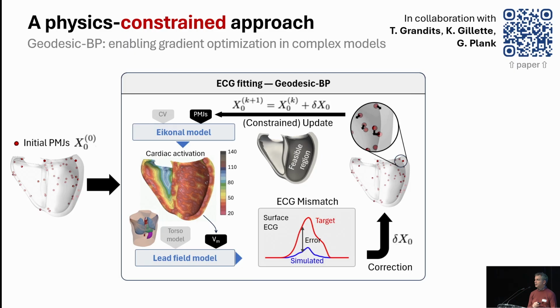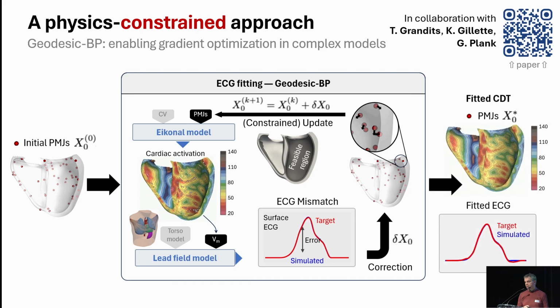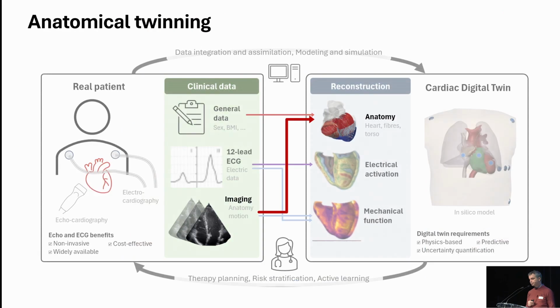This problem is highly non-convex. The number of parameters that we optimize is around 400 to 1000. But with these gradient-based approaches, it works pretty well. You can see this is the real animation. Typically, we do one iteration every 10 seconds, and we converge in a few hundred iterations. As an output, we get the fitted ECG, so we can reproduce the ECG, and we get a final activation map. You see that the solution is quite complex.